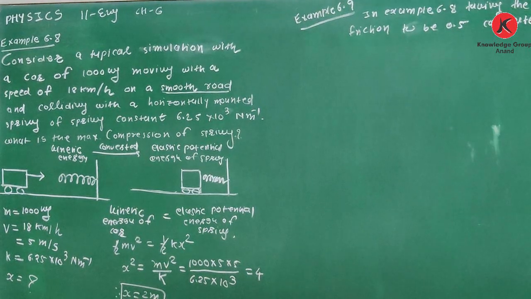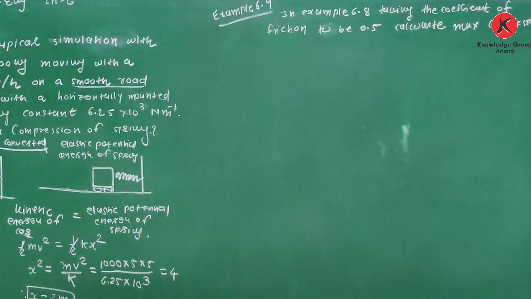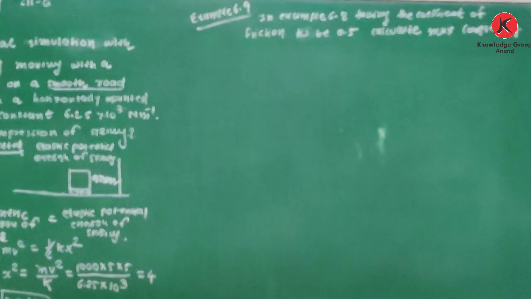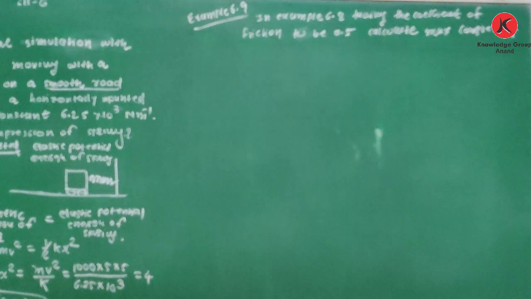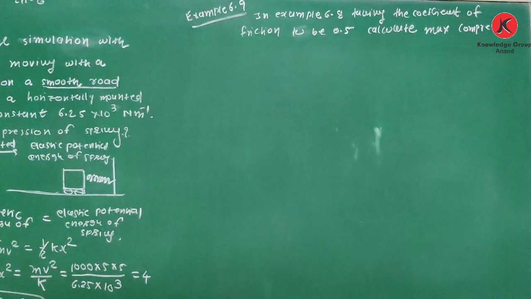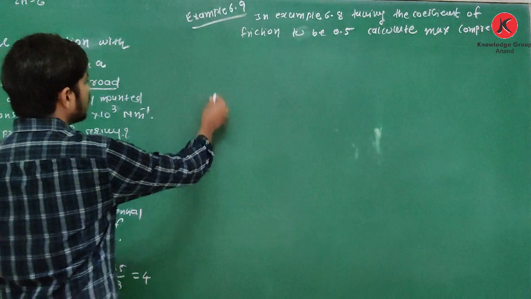Now we will see another question, that is example 6.9. In example 6.8, taking the coefficient of friction to be 0.5, you have to find the maximum compression of the spring. Similar question. See, here it is.